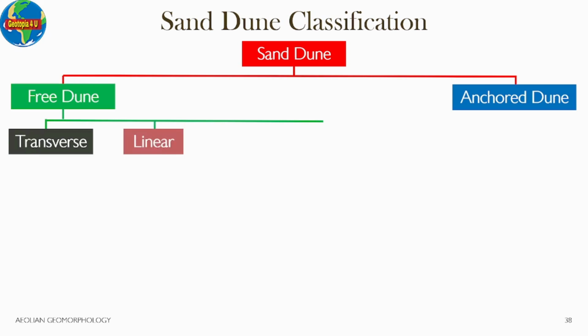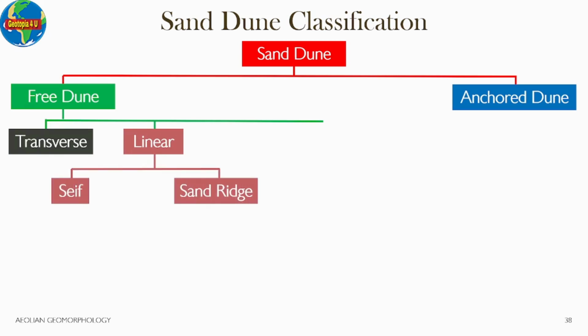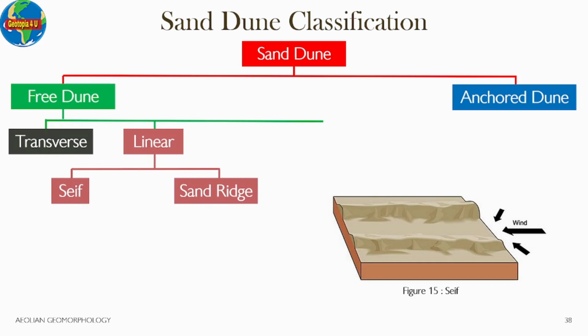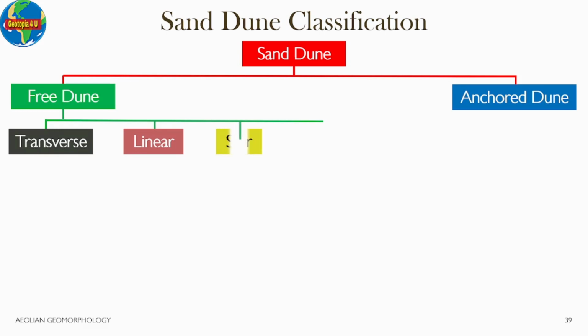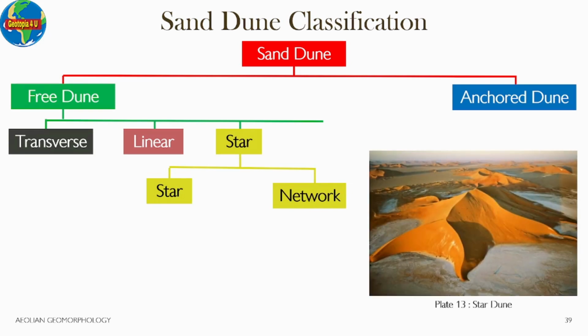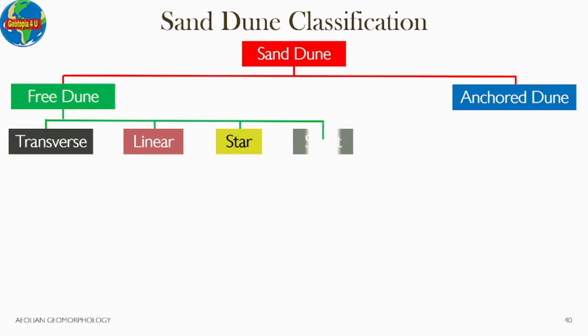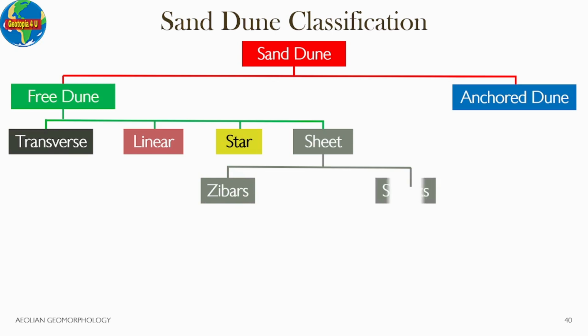The second variety of free dunes is linear dune. Linear dune can be of 2 types. Number 1, seif, and number 2, sand ridge. Free dunes can also be star-shaped. Star dunes come in 2 varieties. Number 1, star, and number 2, network. The last variety of free dune is sheet. Sheet can come in 2 varieties. Number 1, bars, and number 2, streaks.